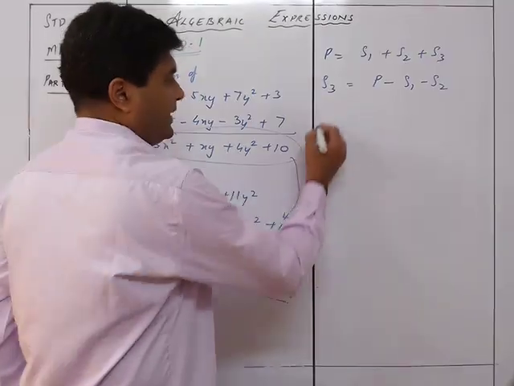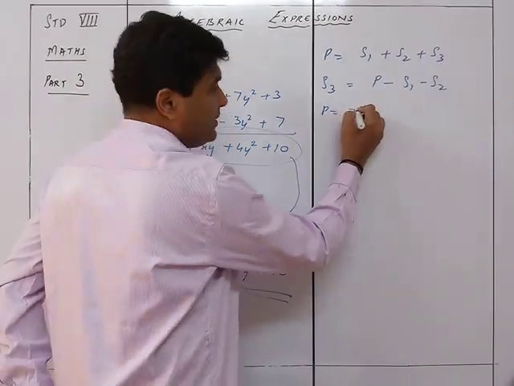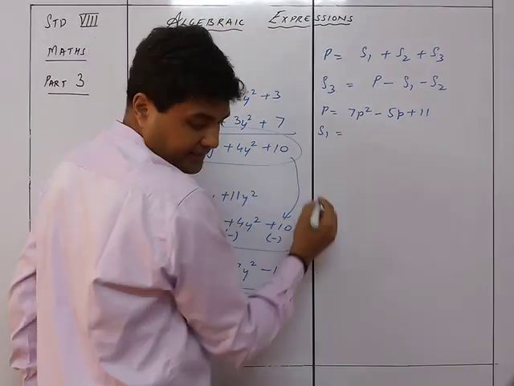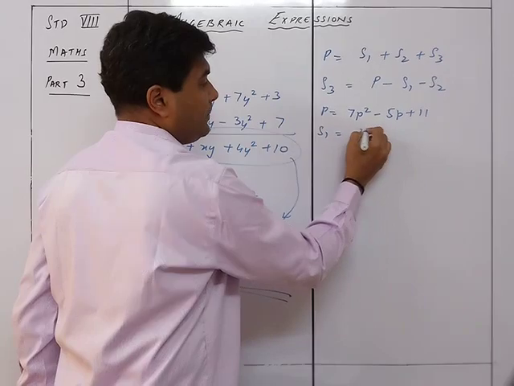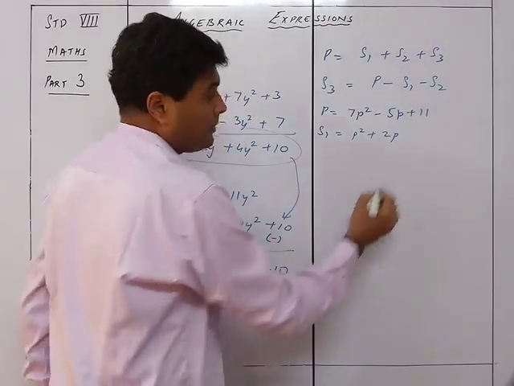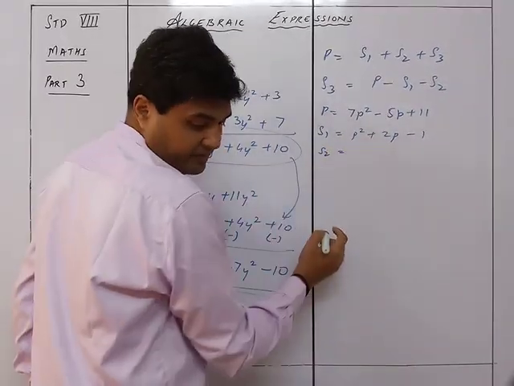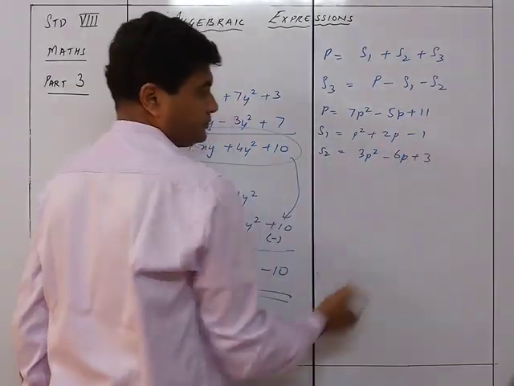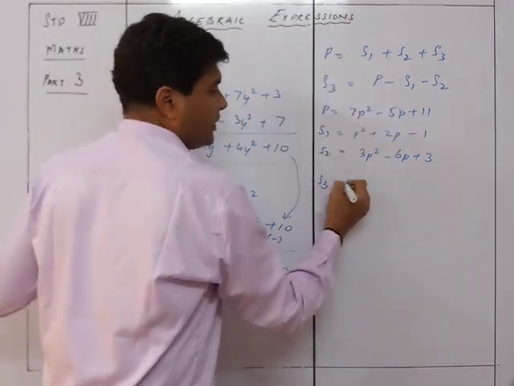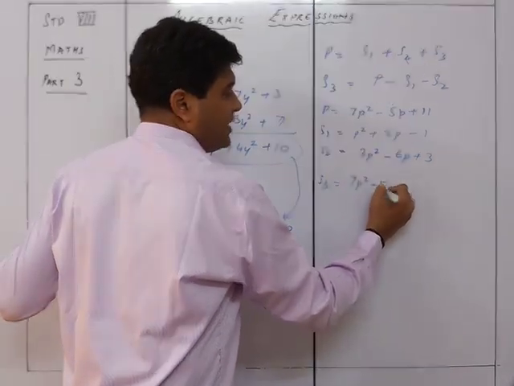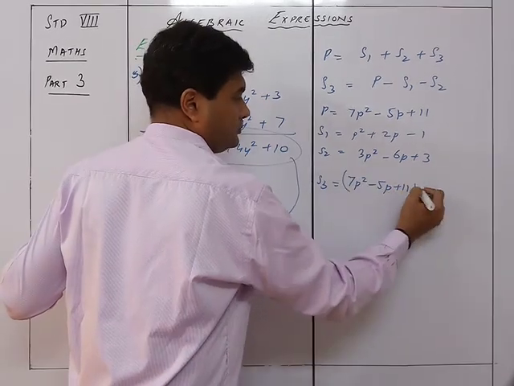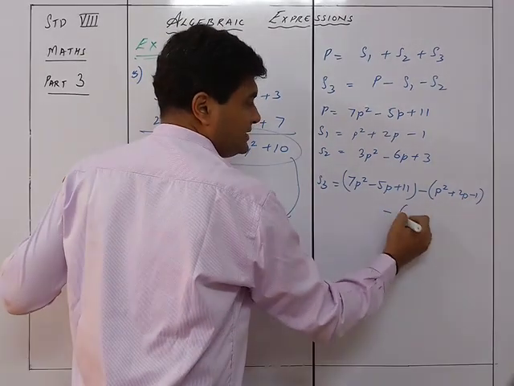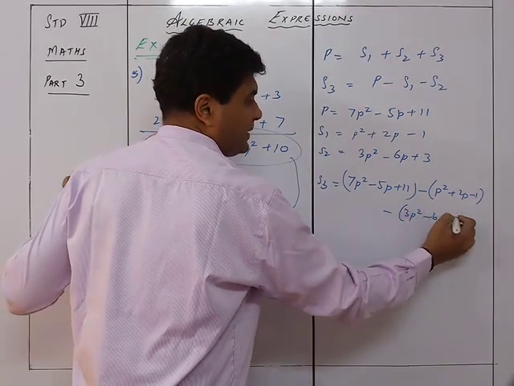So the perimeter is given as 7p square minus 5p plus 11. S1 is given as p square plus 2p minus 1, and S2 is given as 3p square minus 6p plus 3. So accordingly S3 will be equal to 7p square minus 5p plus 11 minus p square plus 2p minus 1 minus 3p square minus 6p plus 3.